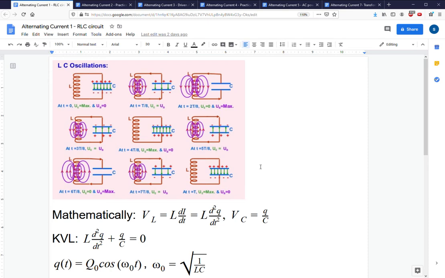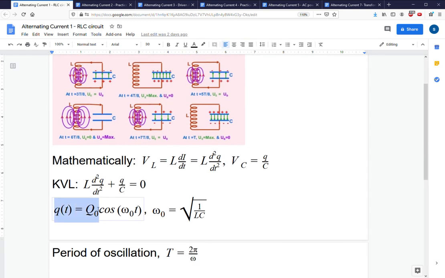Now, if we wanted to look at this from a mathematical perspective, the voltage across the inductor is L di/dt, and if you recall, I is dq/dt. That means that voltage across the inductor is L d squared q over dt squared. Voltage across the capacitor is q over C. If we apply Kirchhoff's voltage law, we get that those two voltages must add up to zero in a situation like this. If you've taken diff EQ, you will recognize this immediately. If not, don't worry, the answer is sine or cosine.